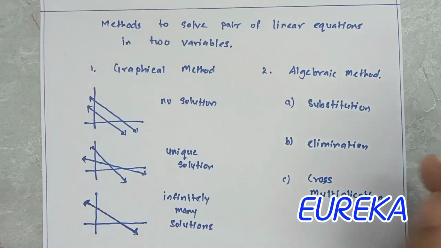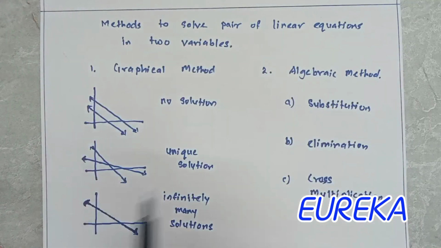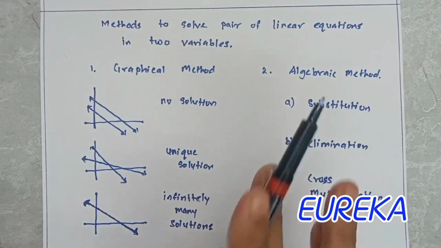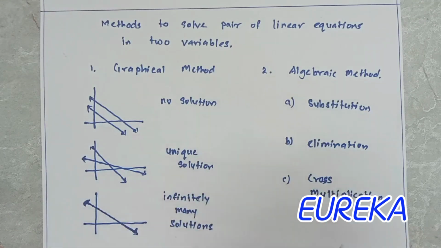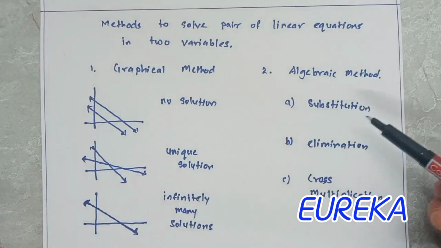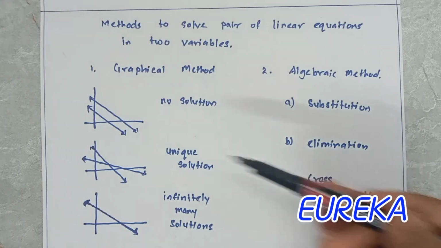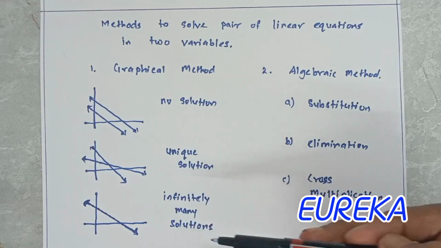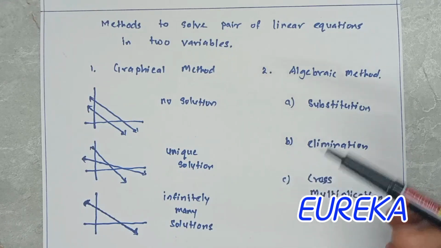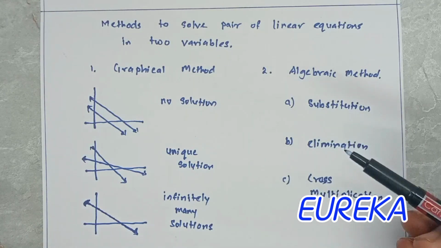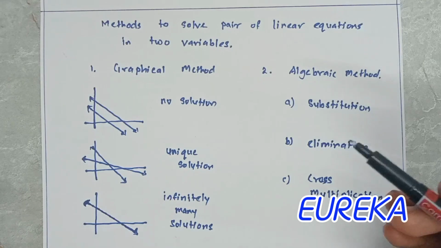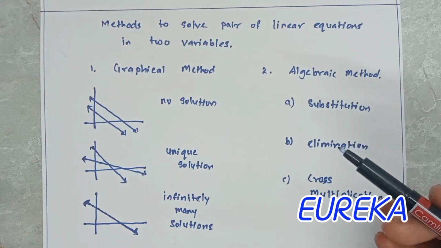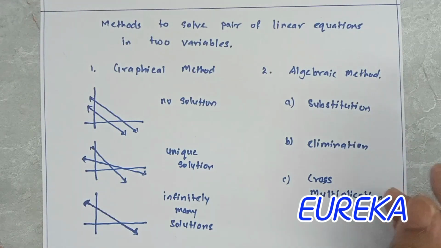Hope the concepts are clear about what a pair of linear equations is and what the methods are. In the next part we will discuss these methods, along with some examples of graphical also. Hope the things are clear. If not, then you have to comment in the comment section, so that we can discuss those things in more detail.